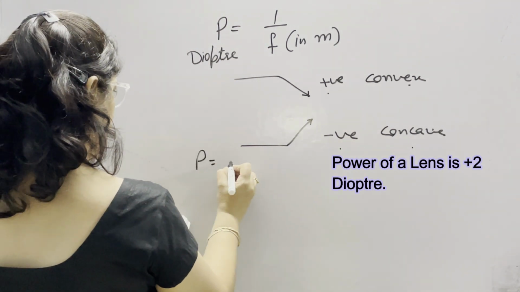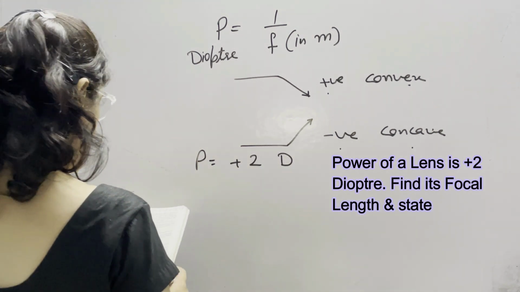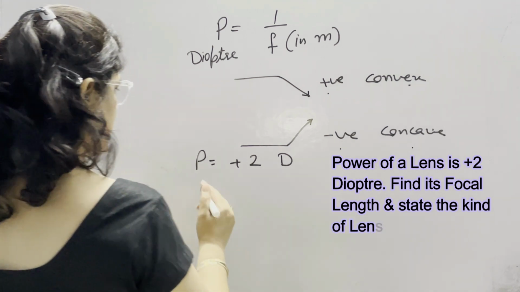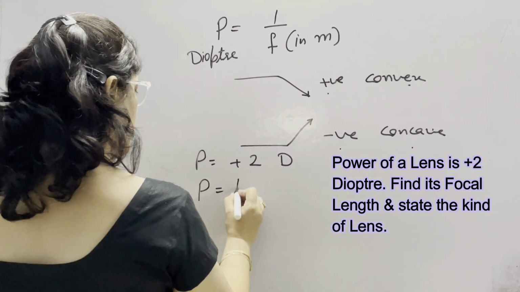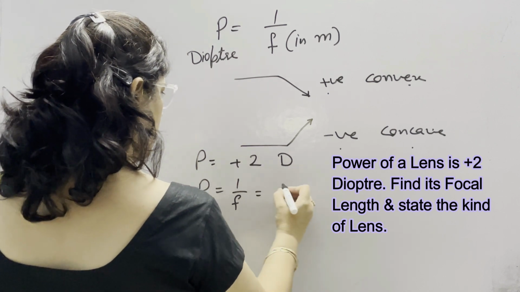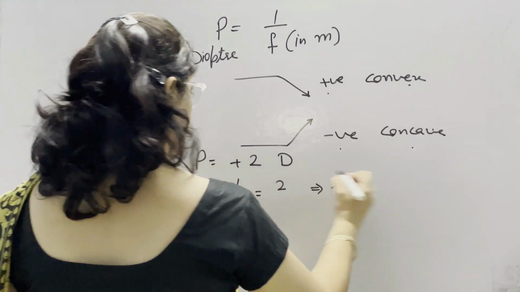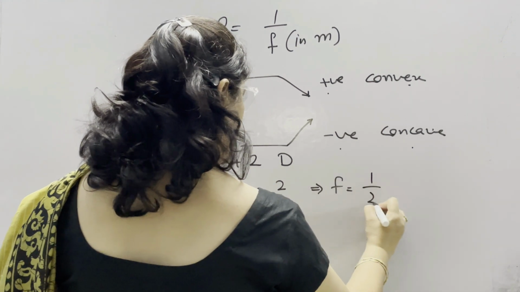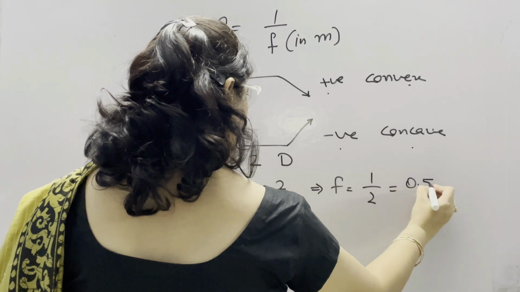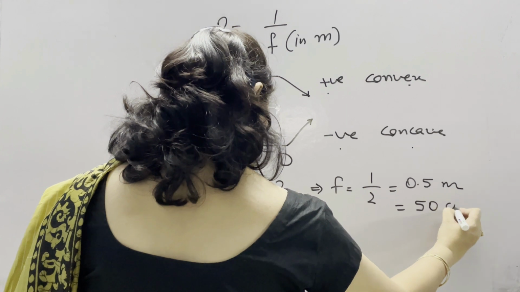So power is given as plus 2 diopter. Find its focal length and state the kind of lens. So P is equal to 1 upon F and its value is 2. It means focal length is equal to 1 upon 2. It means 0.5 meter, which is equal to 50 centimeter.